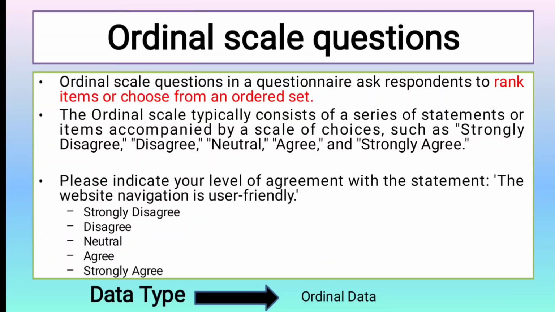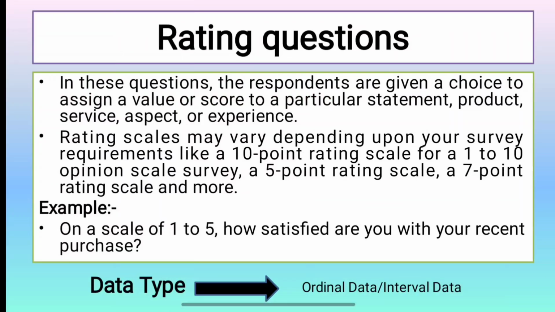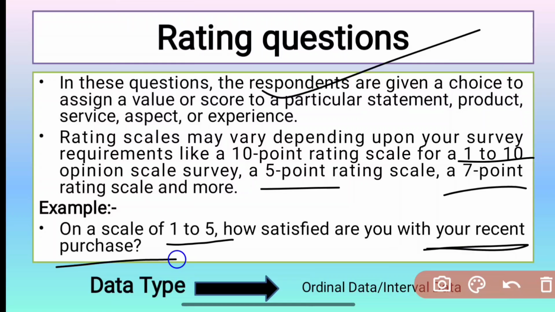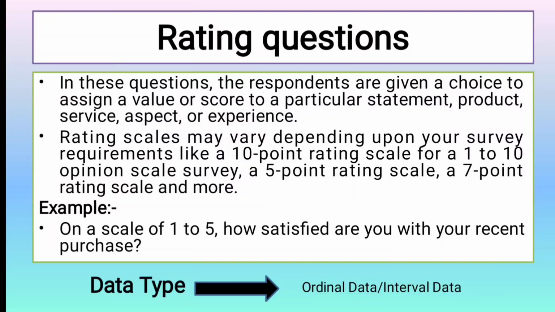The next type is the rating questions. Whenever I ask my respondents to rate something on a scale of say 1 to 10 or 1 to 5 or 1 to 7, these kinds of questions are known as rating questions. Now for example, let's take on a scale of 1 to 5, how satisfied are you with your recent purchases? Clear? Over here, the type of data is ordinal data or interval data. I hope it is clear to you guys.